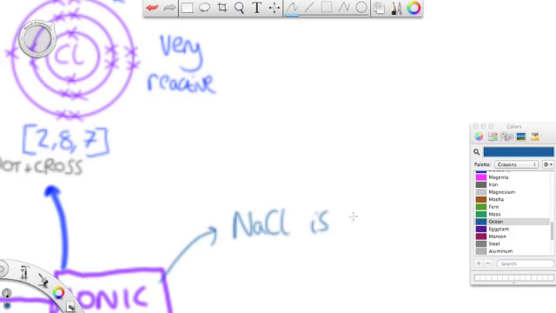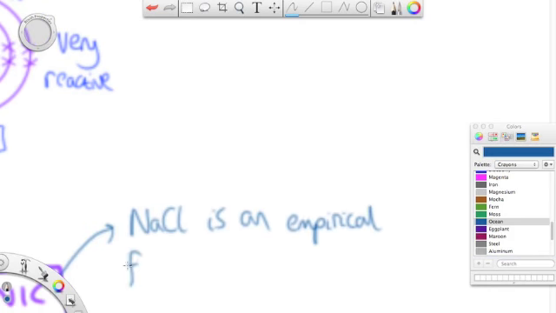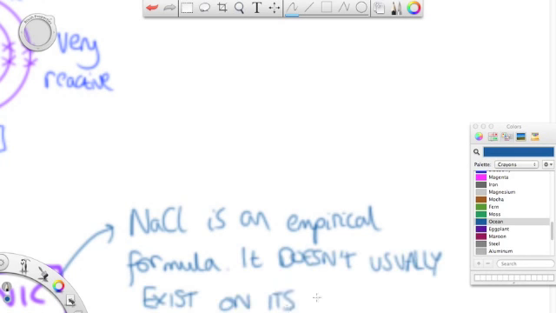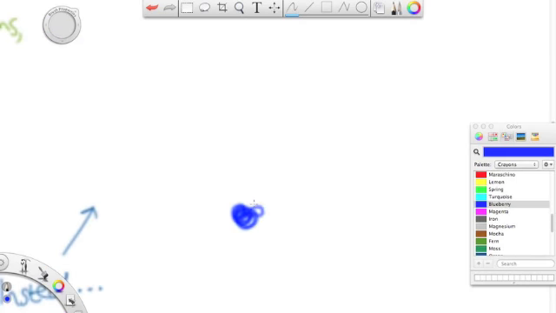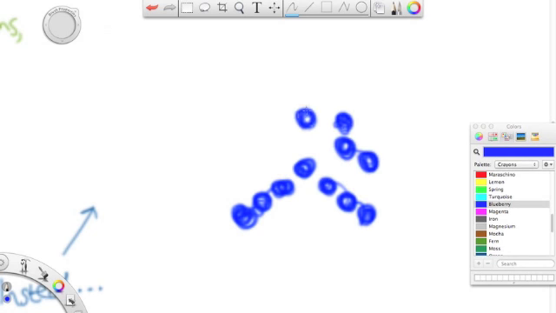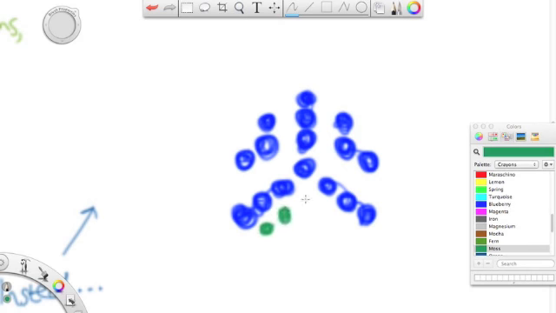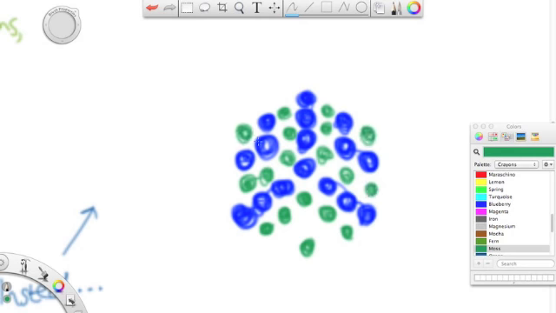So sodium chloride, or NaCl, is an example of an ionic compound, and NaCl is an empirical formula, and it doesn't usually exist as a single molecule of NaCl. Actually, sodium chloride comes together with many different sodium and chlorine ions coming together to form these really big giant 3D structures called a giant ionic lattice.